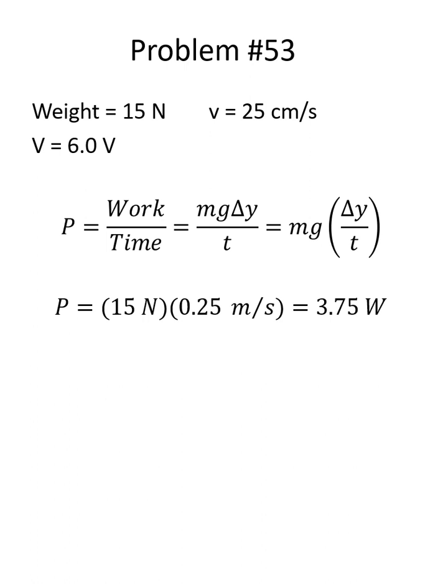Now I'm going to separate out those parts, put mg to the side, and we've got in parentheses delta y over t. And the reason I've done that is because that's the speed, 25 centimeters per second. Now we have the weight, that's mg, 15 newtons, times 0.25 meters per second, and we get a power of 3.75 watts. So that's the mechanical power that the motor's doing. We're going to use this 3.75 watts and now relate it to the electricity.